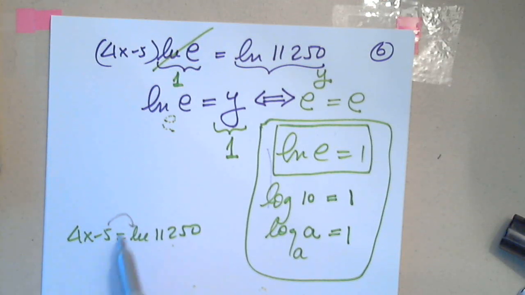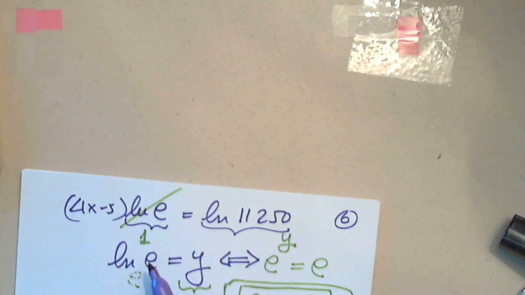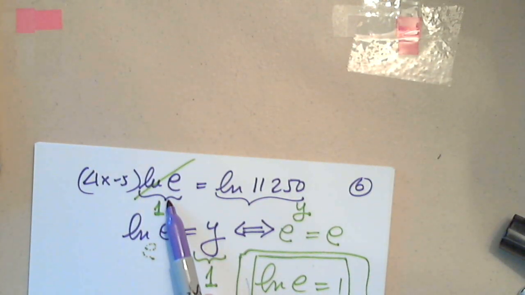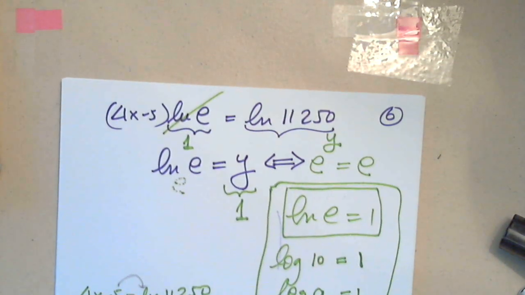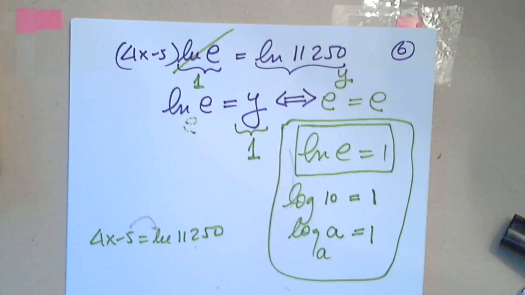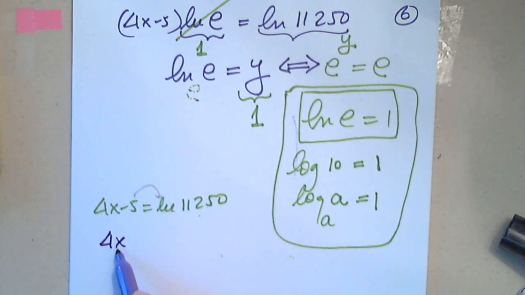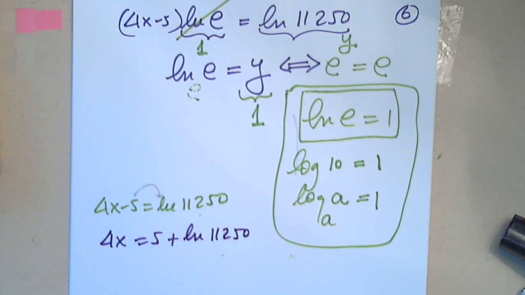Sorry, going back, you got rid of the natural log on the 4x minus 5, because... I'm just trying to follow your transform here. So this is 1, so I copied 4x minus 5, and I copied this. Oh, okay, I gotcha. Good. So then 4x equals 5 plus natural log 11,250.